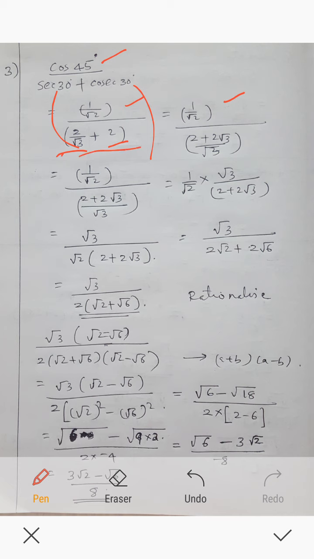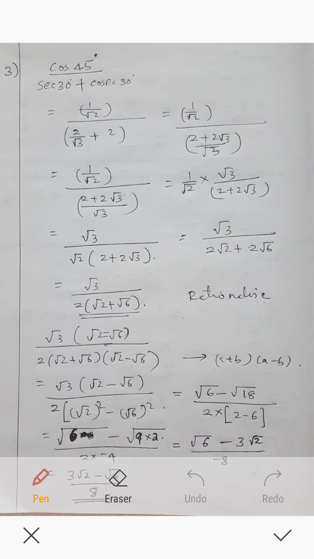We have to cross multiply that and simplify the denominator. On cross multiplying it will be 2 plus 2 root 3 by root 3. Okay, so we got it as 1 by root 2 divided by 2 plus 2 root 3 by root 3. Now division of fraction is multiplication by reciprocal. So we can write it as 1 by root 2 into, denominator will go as the numerator, root 3 by 2 plus 2 root 3.